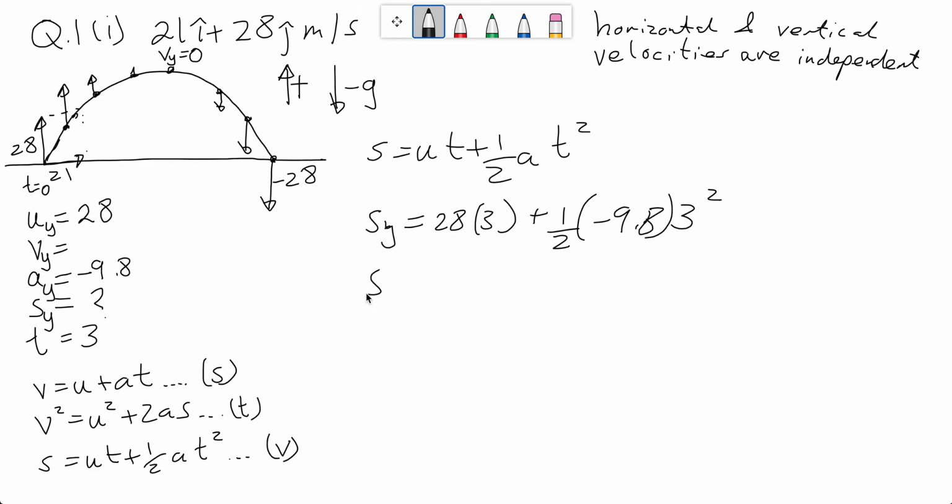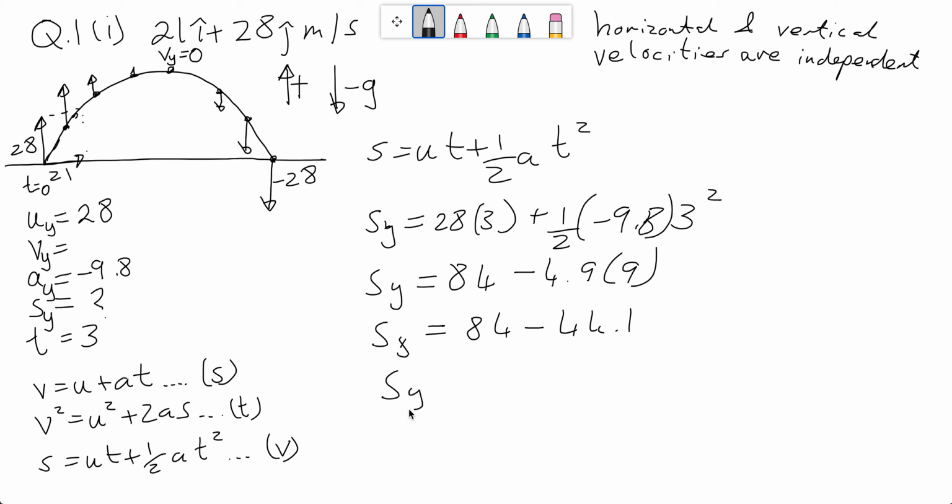Right, so next up then, s_y, to start the calculations. 28 times 3 is, of course, 84. 84 minus half of 9.8 is 4.9, and then that has to also be multiplied by 9. Then s_y is equal to 84 minus 4.9 times 9, which is 44.1. So s_y ends up equaling 39.9. Then it's really important that you put the units in, and that is 39.9 meters. So that means after 3 seconds, the height will be 39.9 meters.